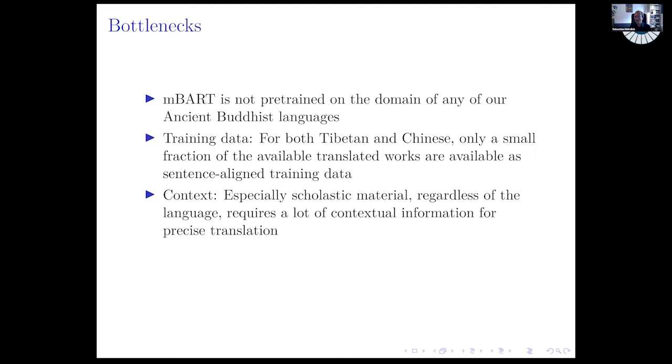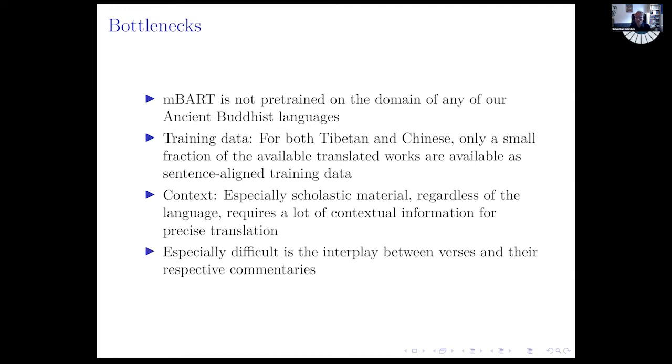Another thing that is very important is context, because scholastic material in Buddhist texts, I would say independently of the language, it's the same problem for Tibetan as for Chinese, as for Sanskrit, we need a lot of contextual information for precise translation, because sometimes there are verses, karikas, which need the following commentary in order to be understood. Because if you only see the verse, it's impossible to make sense out of them without knowing the following commentary, for example. And in order to have a translation model that is able to deal with this problem, we need a lot more context than what the current models are giving us. But this is something we need to work on.